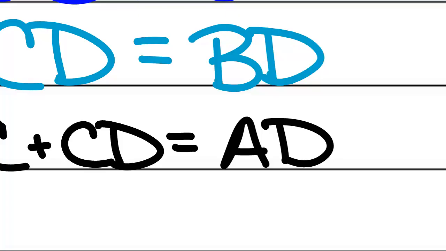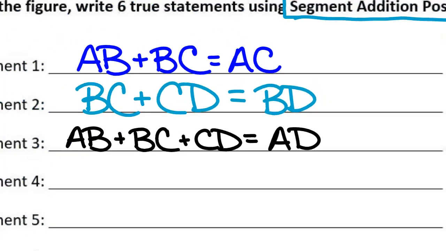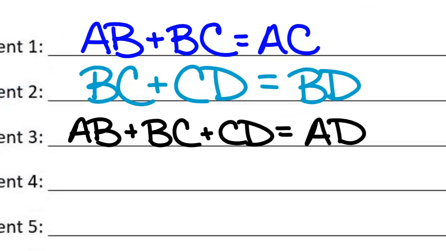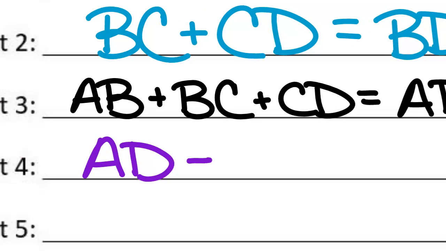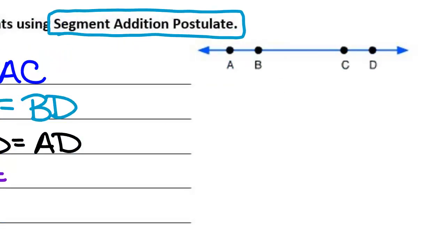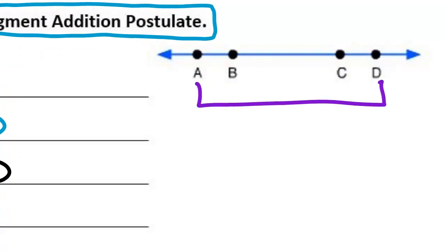What would I have if I did AD minus AB? So AD would be this whole thing minus this. What would be left? DB or BD, yes.